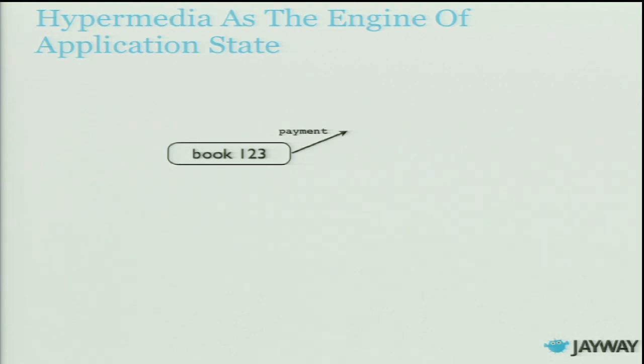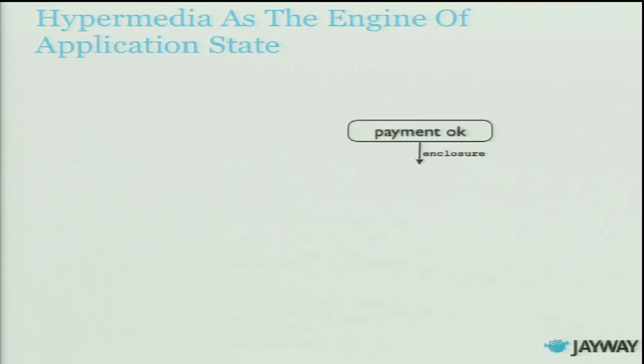And I decide I want to buy this book. I follow the payment link and end up in the payment OK resource. So now the state has changed. Now I have bought the book, and now I can download the book. So that is the engine here. That's the link. You follow the links, and the state changes. What resource you are currently located at changes.